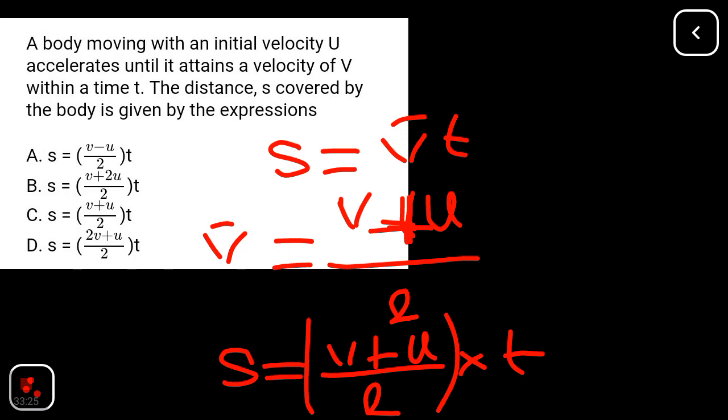So the right answer is option C there. Option A is wrong because it's not negative, it's actually plus.